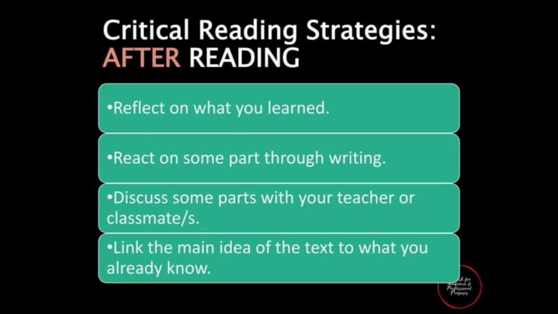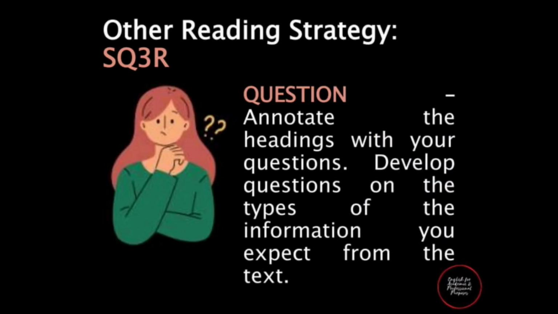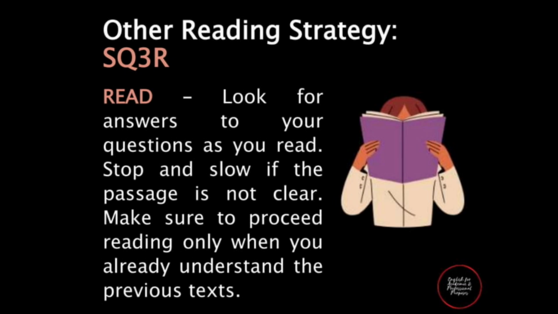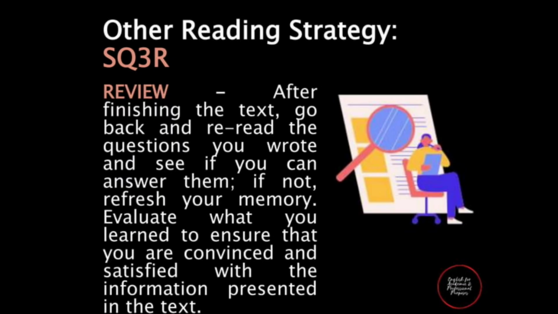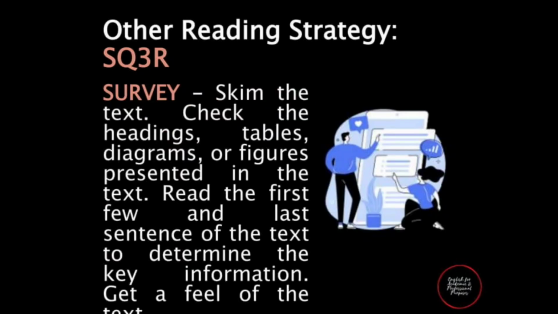Now, let's have here other reading strategy, the SQ3R. So, this is the very intelligent strategy, the SQ3R. We have the survey, the questions, and then we have 3R. What are those 3R? The read, the recite, and then the review. Okay, let's have first the survey. Survey is skim the text. Okay, we skim the text.